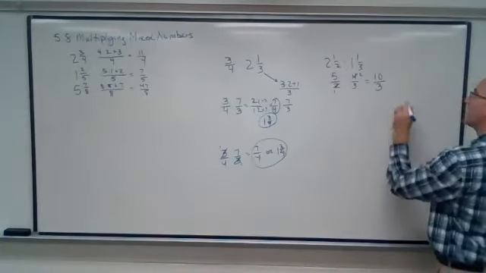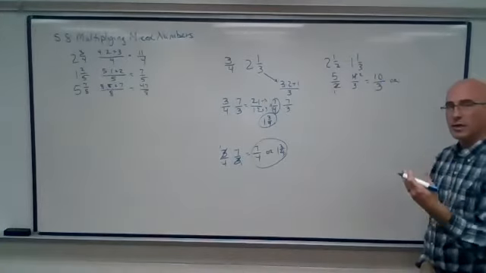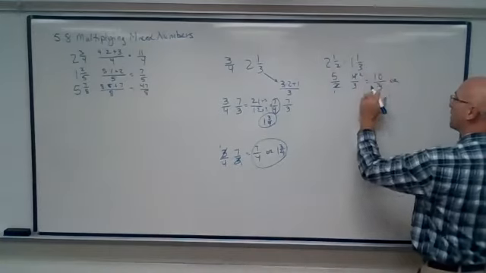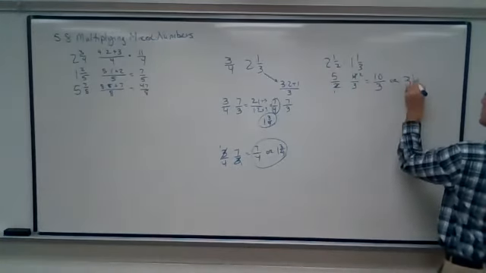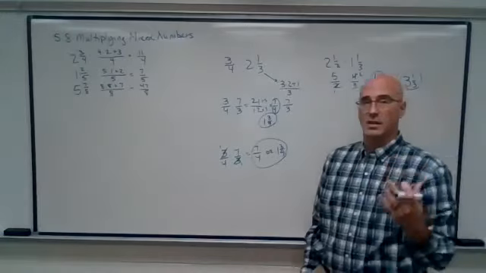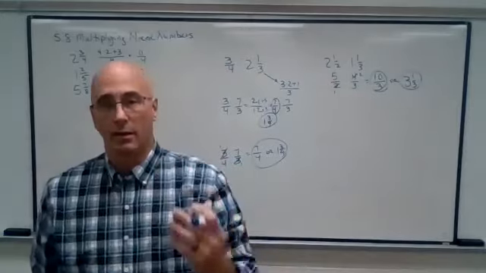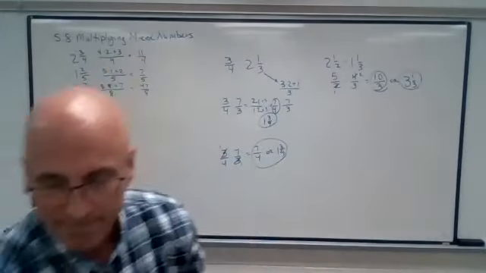I can leave it as 10 thirds, or I can change that into a mixed number. And we just did it by dividing. 10 divided by 3, I get 3 1/3. So either one of those is an acceptable answer. And that is how you multiply mixed numbers.